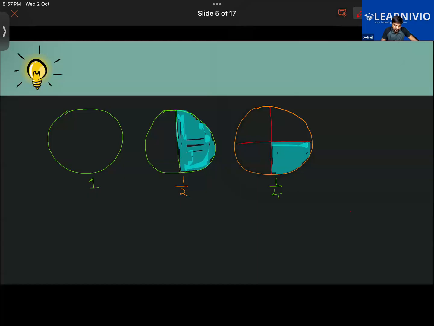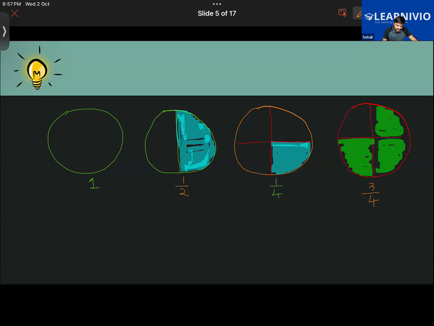Let us say now we are going to shade 3 parts of it. Let us say we are going to shade this part, this part and this part. So that will be 3/4. Hope you are getting the concept. Okay, so that is the case.